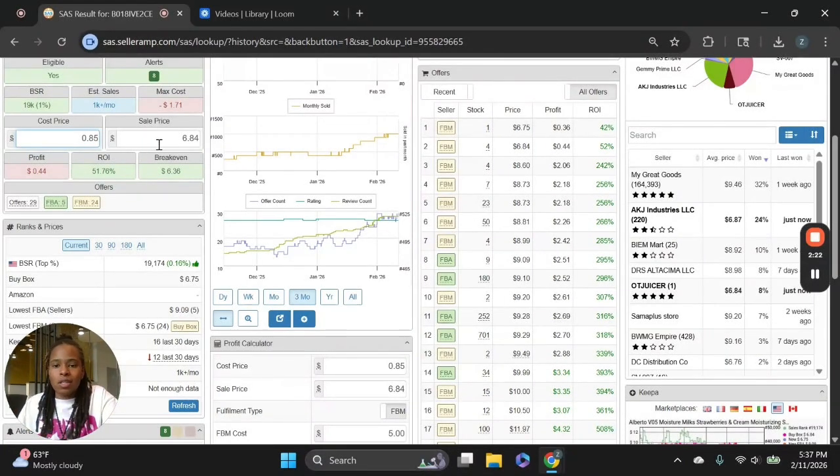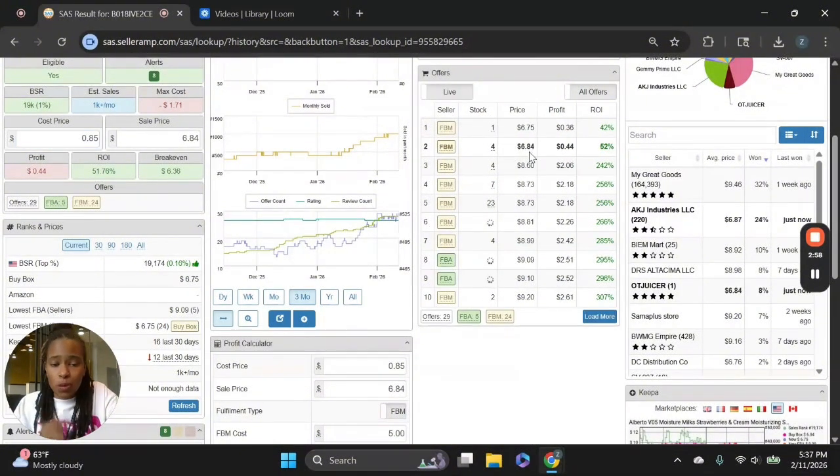Our sell price is going to be how much this product is selling for. Typically, it already has a price there. Usually, this price means whoever has the buy box. When it's highlighted, this person has the buy box. So the buy box is at 6.84 at the moment.